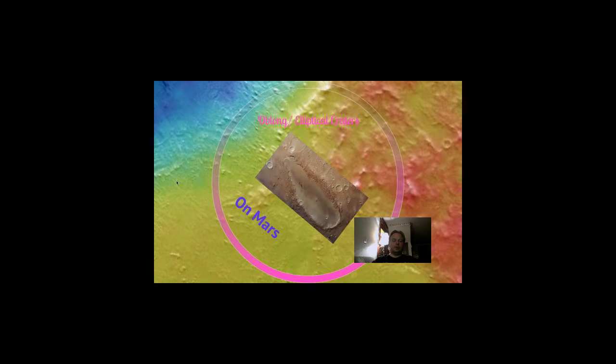And finally, of course, impacts don't always happen straight on, and sometimes you get oblong or elliptical craters. This is an example of one on Mars, where clearly this impactor did not hit straight on.